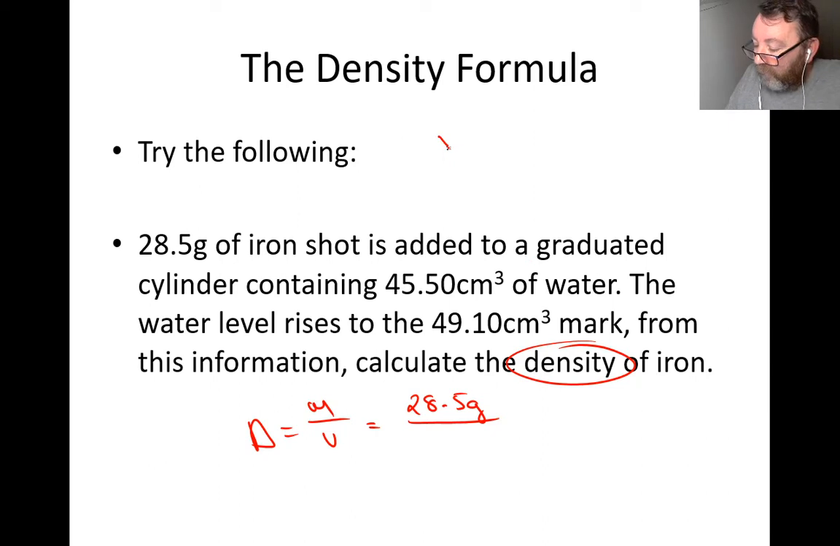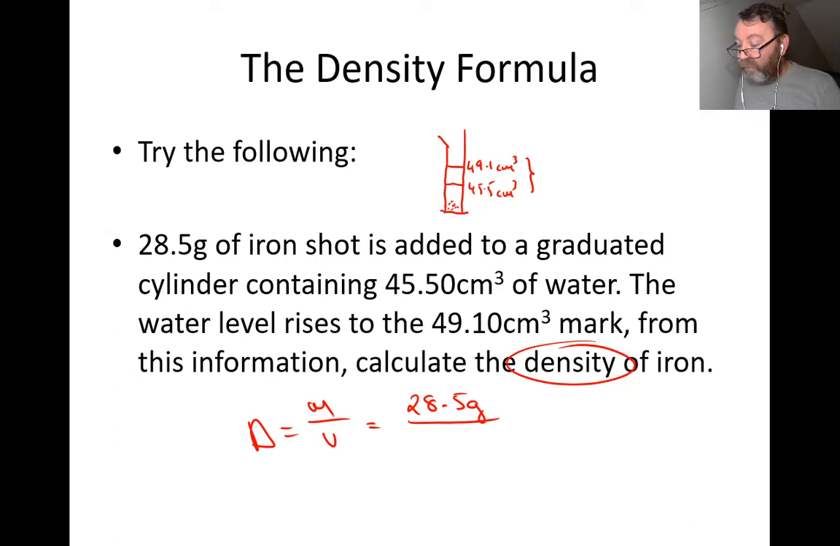Okay, let's take a look at that. So here's your graduated cylinder, something like that. The water is already up to 45.5 centimeters cubed. But when you put the iron in down here at the bottom, the water rises up to 49.1 centimeters cubed. I hope you remember from the previous chapter that the rise in water is equal to the volume of the object that caused that rise. So if the water goes from 45.5 to 49.1, 49.1 minus 45.5, that's a rise of 3.6 centimeters cubed.